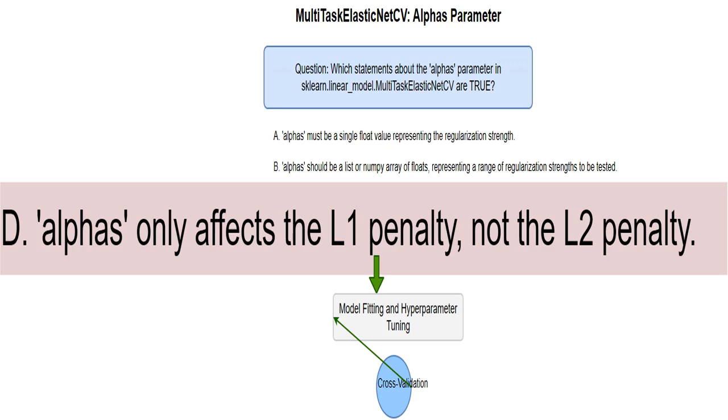This is incorrect. The overall regularization strength is influenced by alphas. The L1 ratio parameter, another hyperparameter, determines the relative weight between L1 and L2 penalties.